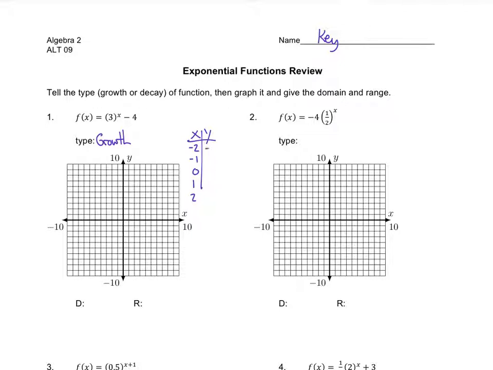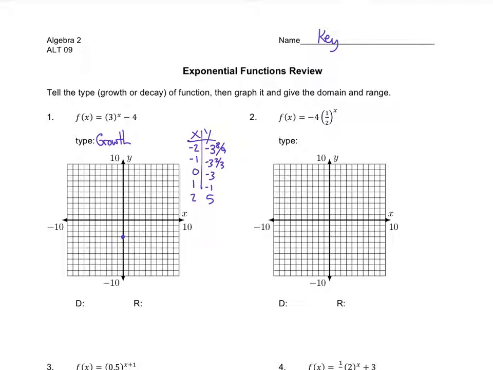Subtract 4 and you get -3 and 8/9. If you plug -1 in, we're going to get -3 and 2/3. For 0 we get -3, for 1 we get -1, and for 2 we get 5. So now we're going to plot those.